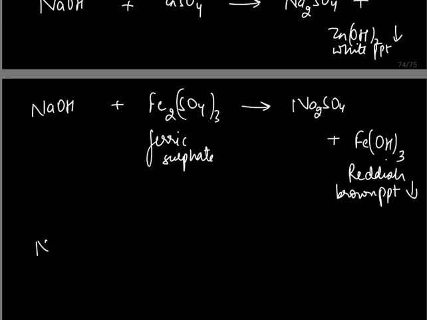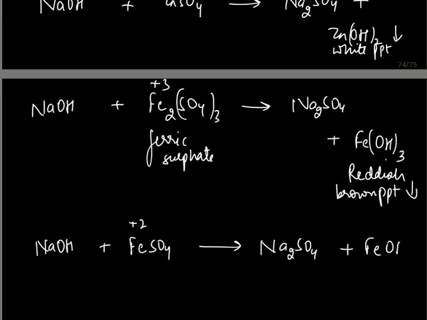Then we go to another reaction with the iron salt, FeSO4. Here iron has an oxidation number of +2, whereas it was +3 over there. In most double displacement reactions, the oxidation number doesn't change. Then we have Na2SO4, sodium sulfate, and Fe(OH)2 is formed. This is ferrous hydroxide, a dirty green precipitate. Again, I discussed this before also.